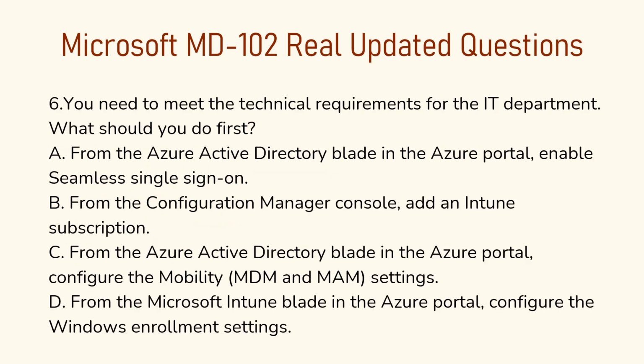6. You need to meet the technical requirements for the IT department. What should you do first? A. From the Azure Active Directory Blade in the Azure portal, enable seamless single sign-on. B. From the Configuration Manager console, add an Intune subscription. C. From the Azure Active Directory Blade in the Azure portal, configure the mobility, MDM and MAM, settings. D. From the Microsoft Intune Blade in the Azure portal, configure the Windows enrollment settings.